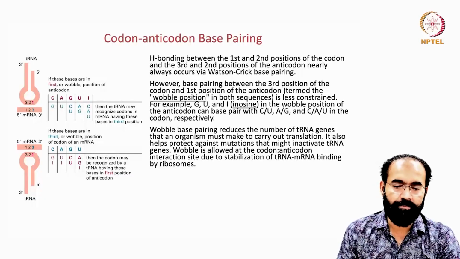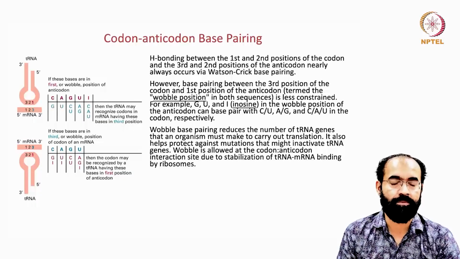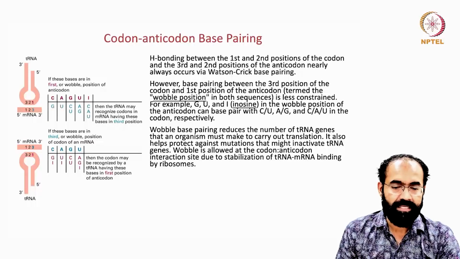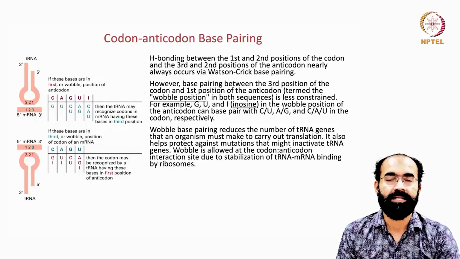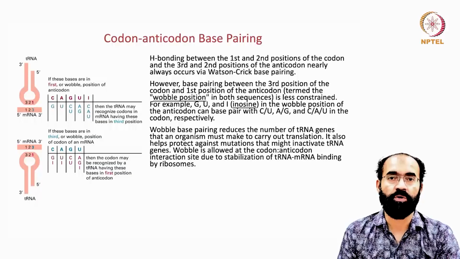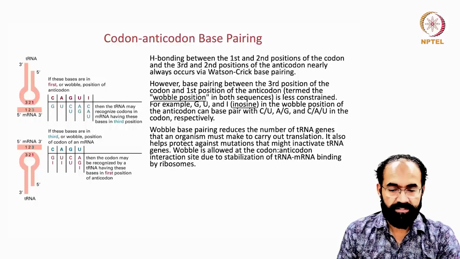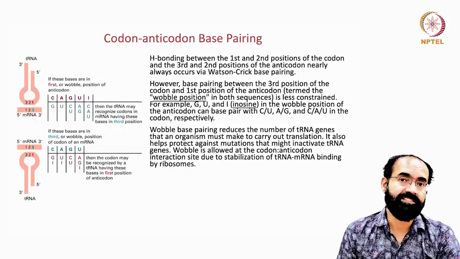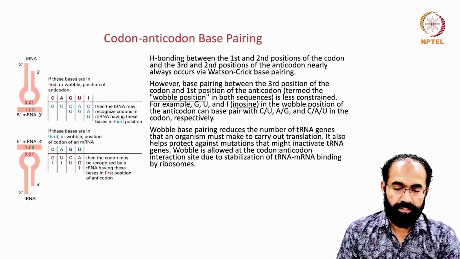However, the base pairing between the third position of the codon and the first position of the anticodon, as a part of the complementary pairing, is termed the wobble position. Wobble position indicates it tolerates a little flexible bonding, tolerates non-strong bonding, need not necessarily be very strong in both the sequences, and is less constrained. Less constrained means it's not so stringent.